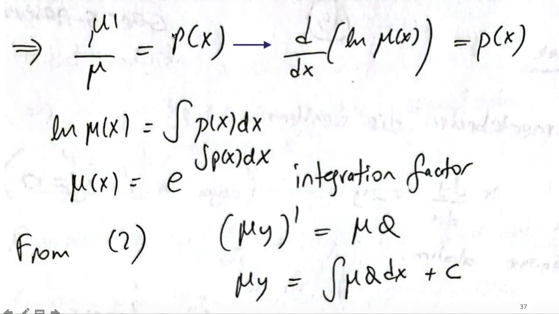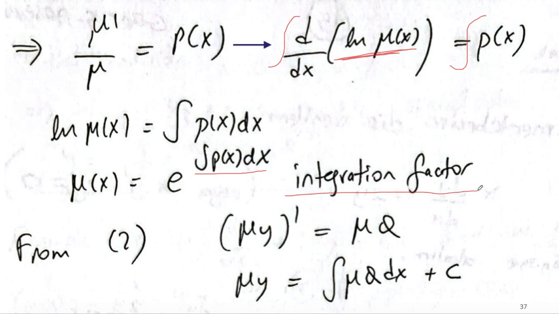And then you can notice that this expression is actually the derivative of ln of mu of x, which equals p of x. So ln mu of x equals the integral of p of x dx, because we now integrate both sides like this. And then in the next step, we can write mu of x as e to the power integral of p of x dx. So this gives us the integration factor.